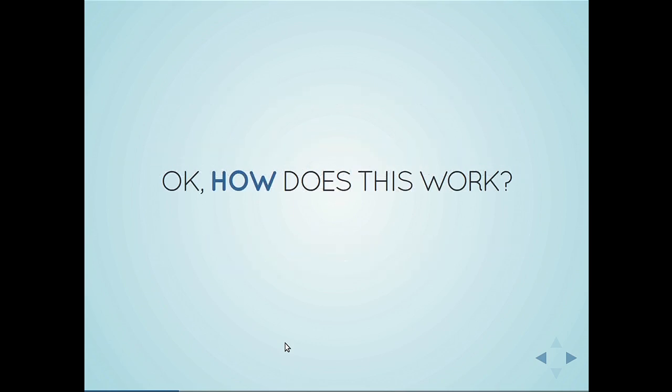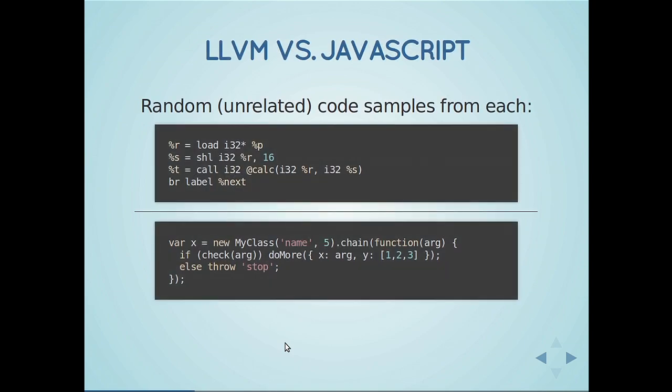OK, so with demos out of the way, let's talk about how this actually works. Let's take a quick glance at two unrelated code samples, just to set the scene and see what we're talking about compiling into what. LLVM, probably most people here can read this very easily, but it's a low-level, concrete IR with pretty obvious things like load, shift left, etc.